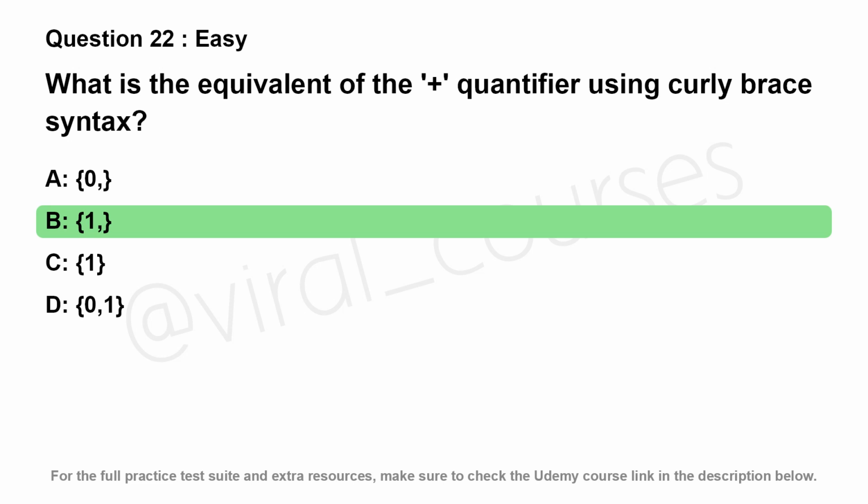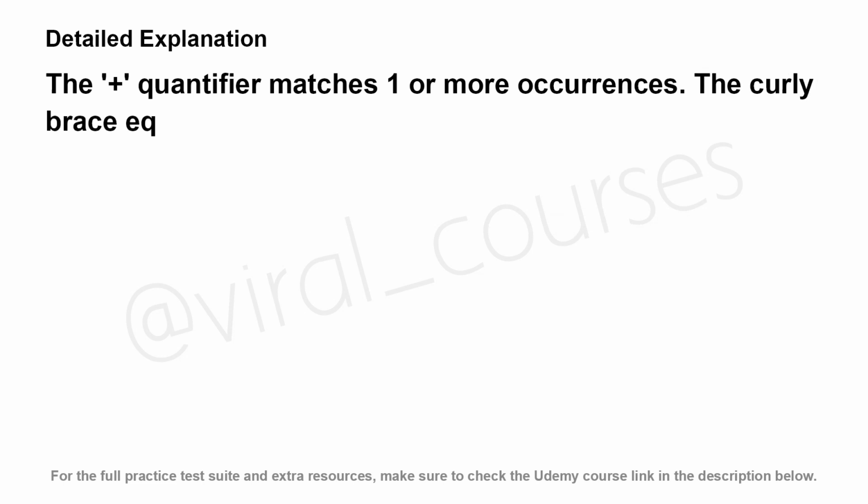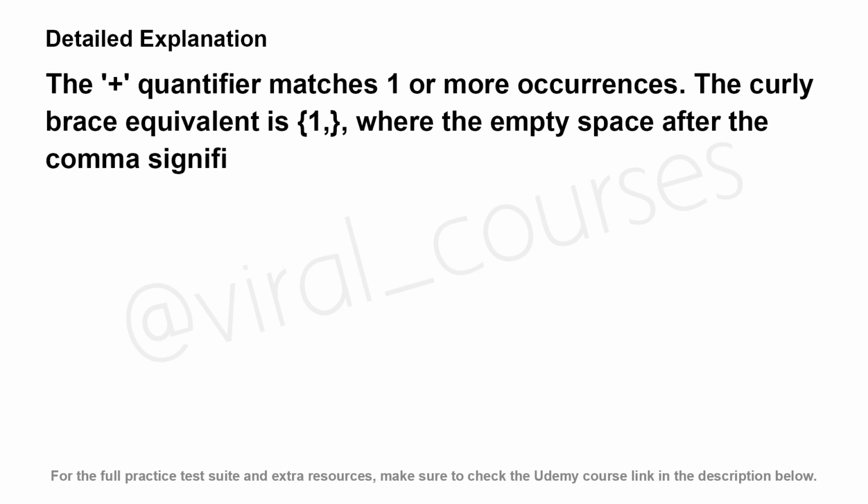The correct answer is B. The plus quantifier matches 1 or more occurrences. The curly brace equivalent is {1,}, where the empty space after the comma signifies no upper bound.